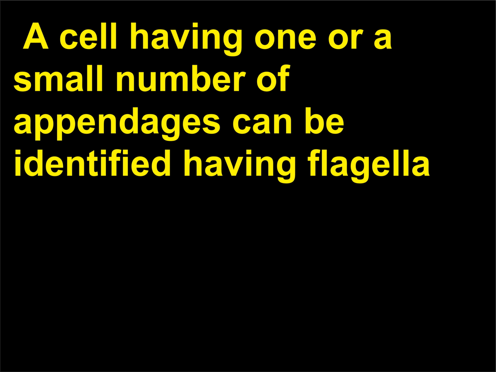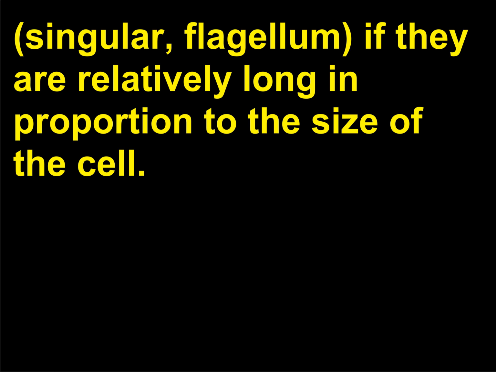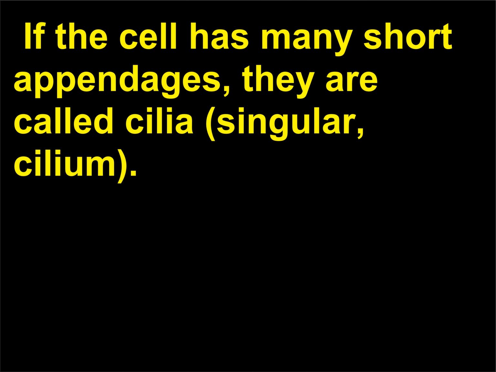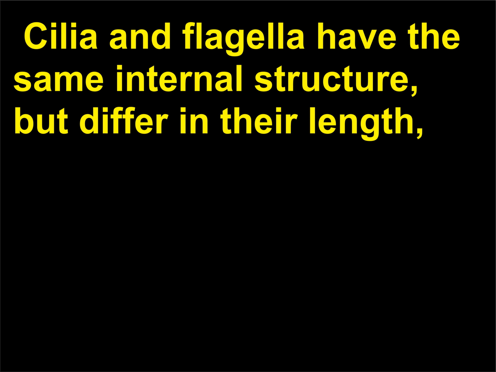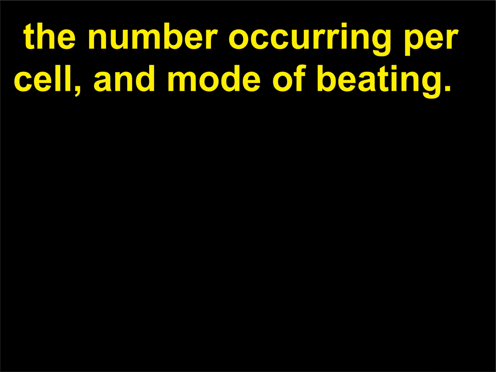A cell having 1 or a small number of appendages can be identified as having flagella, singular flagellum, if they are relatively long in proportion to the size of the cell. If the cell has many short appendages, they are called cilia, singular cilium. Cilia and flagella have the same internal structure, but differ in their length, the number occurring per cell, and mode of beating.